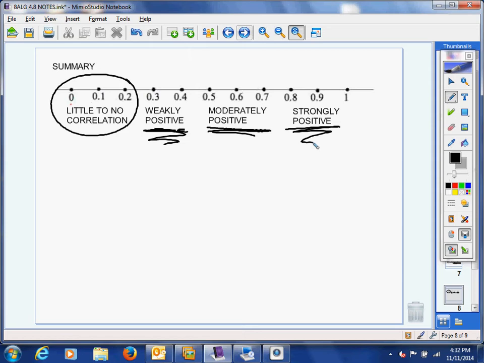So we want to categorize it as either being little to no correlation, weakly positive or weakly negative, moderately positive or moderately negative, strongly positive or strongly negative. That's what we want to do. We just want to be able to do that. And I think in your book, they use pretty much nothing real technical. I think they summarize it that it correlates very well or not at all. I think they're even more simplistic than what I have written here.